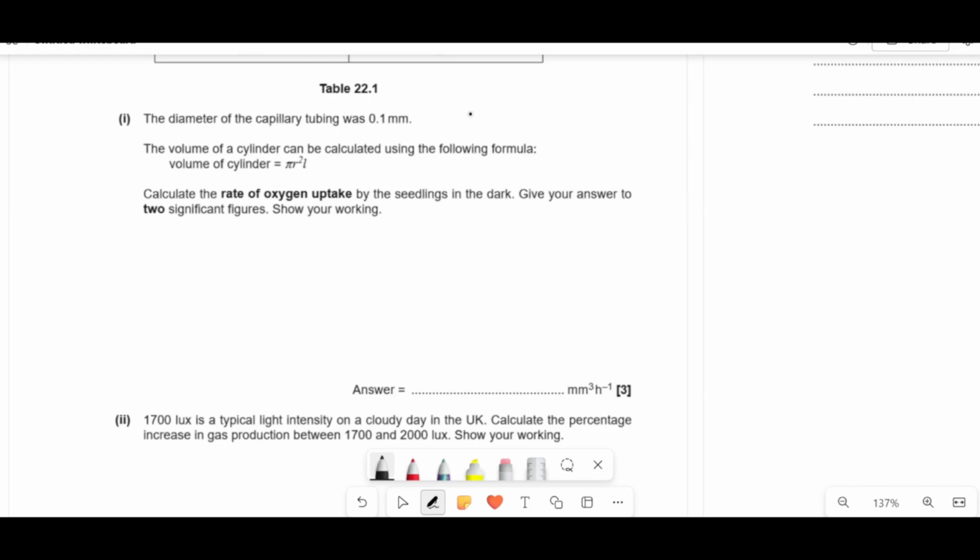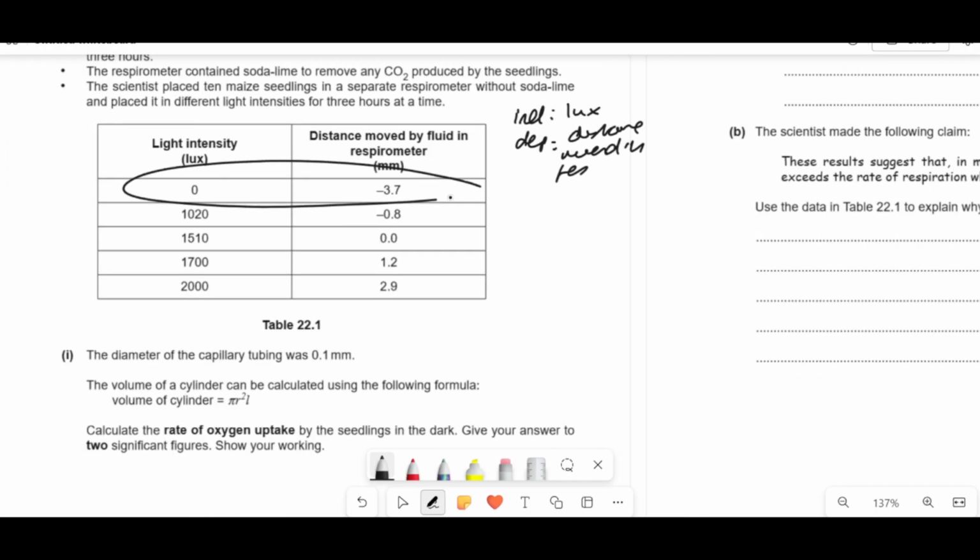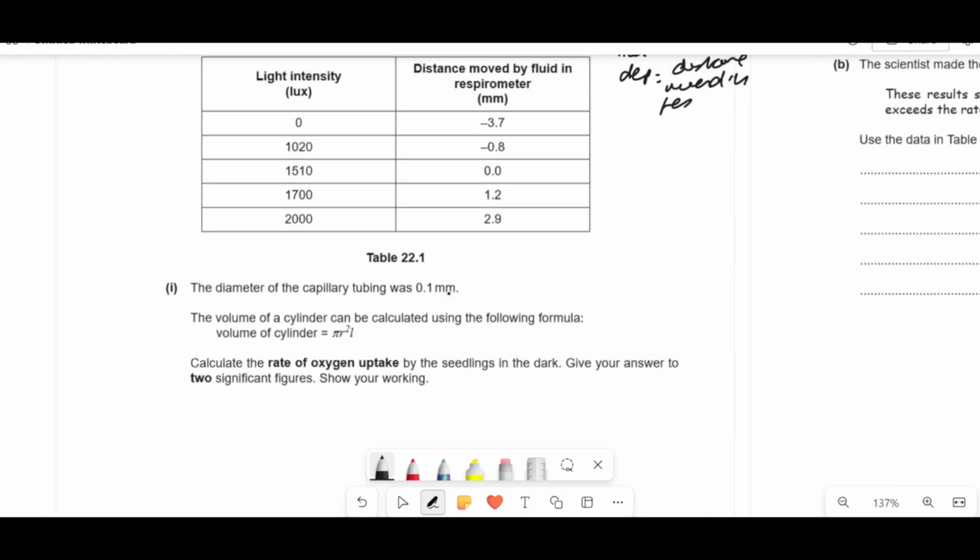Calculate the rate of oxygen uptake in the dark and give your answer to two significant figures and show your working. So if it's in the dark, there's 0 light intensity, right? And the distance moved by the fluid, if I imagine this like a tube, the distance here is 3.7. They've told you the volume of a cylinder is pi r squared L. They've told you the diameter is this. So list out what you have. So the diameter is this, so the r is going to be 0.05 millimeters.